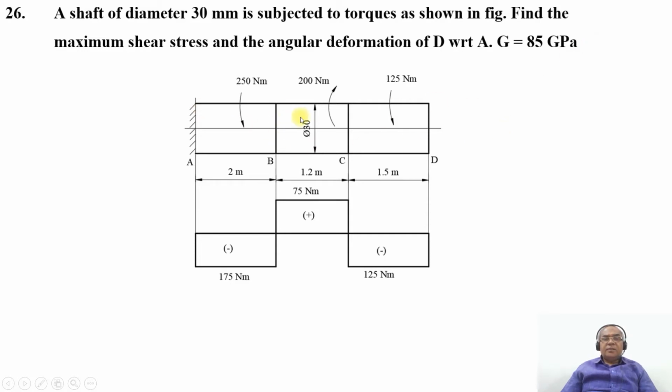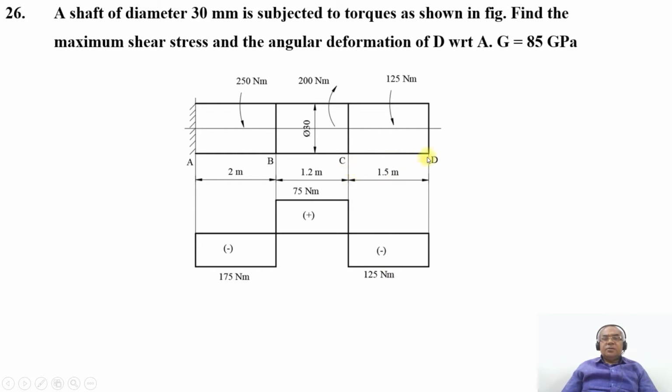So you have a uniform diameter of 30 mm, having length of AB is 2 meters, length of BC is 1.2 meters and length of CD is 1.5 meters, having the torque of counterclockwise direction of 250 Newton meter at TAB. At TBC, you have clockwise 200 Newton meter, and TCD will be having counterclockwise, which is 125 Newton meter. So here we have the torque diagram.